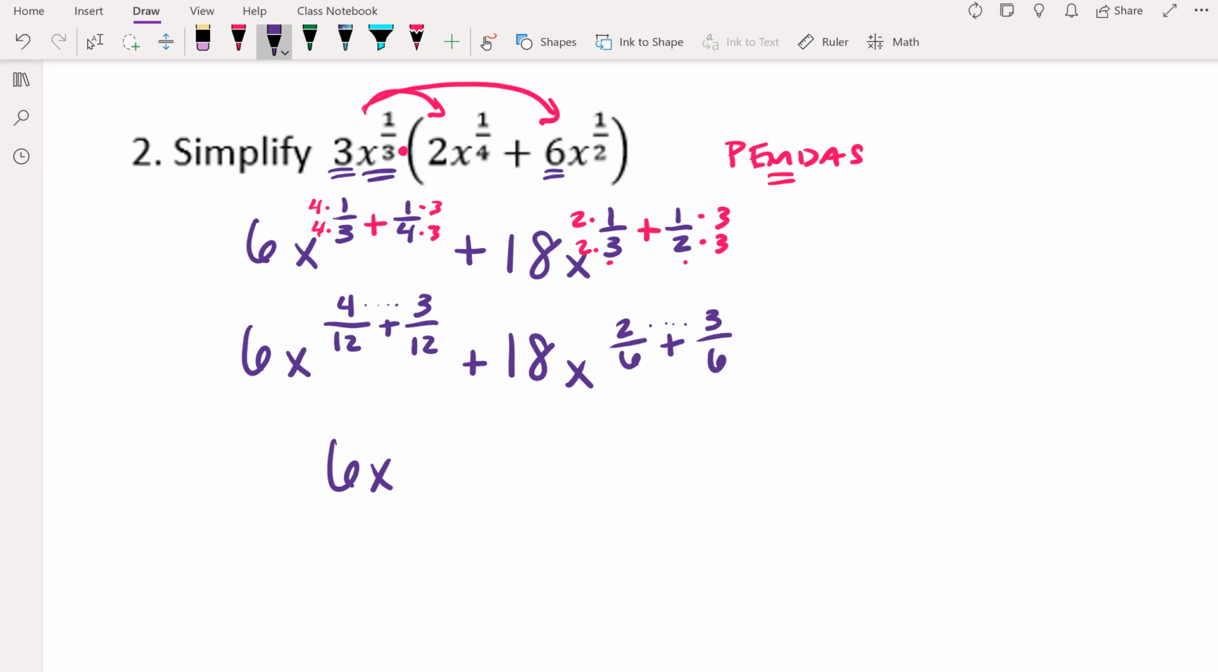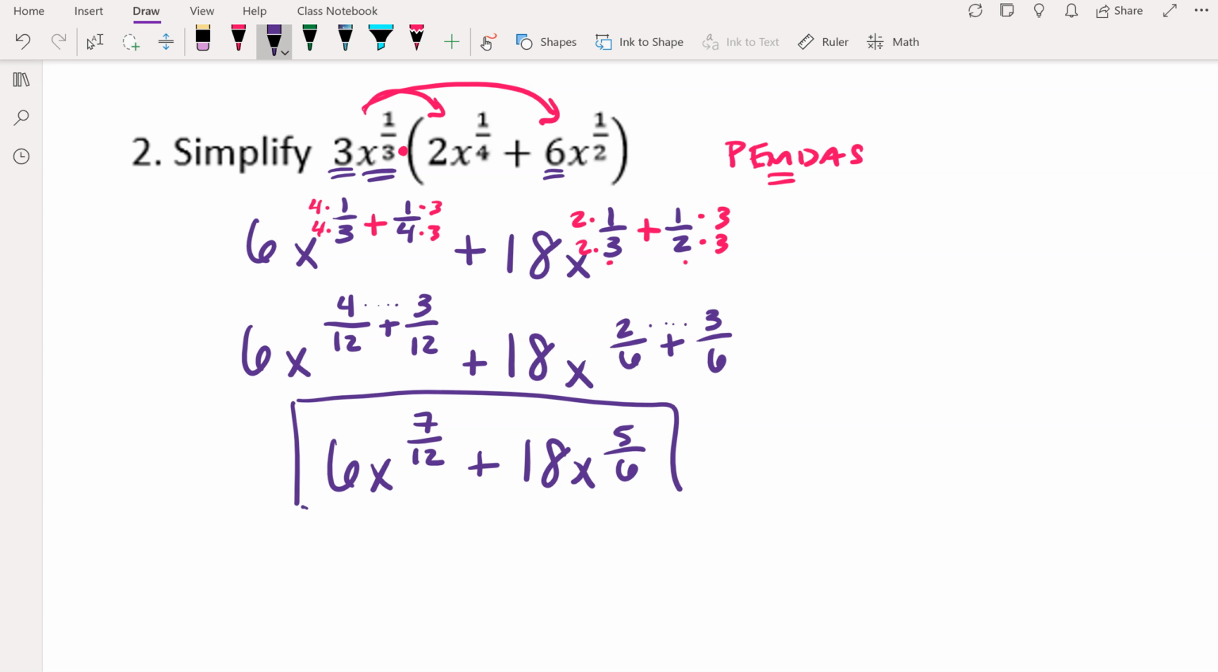4 plus 3 is 7. So 7 over 12 is my exponent. Plus 18x. And then 2 plus 3 is 5. So we get 5 over 6. That's our answer. That's the most simplified form.